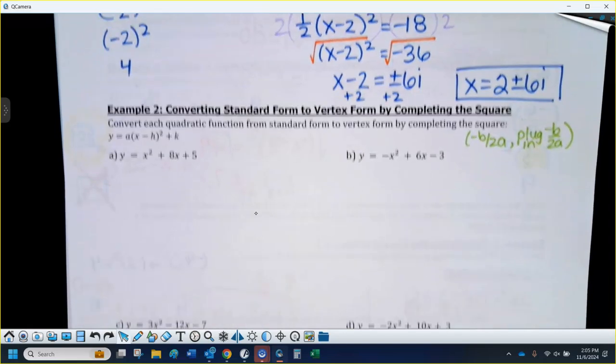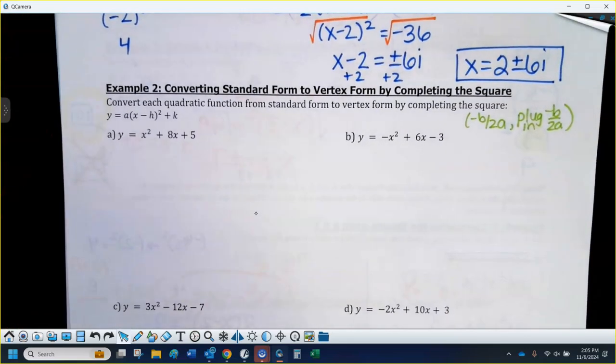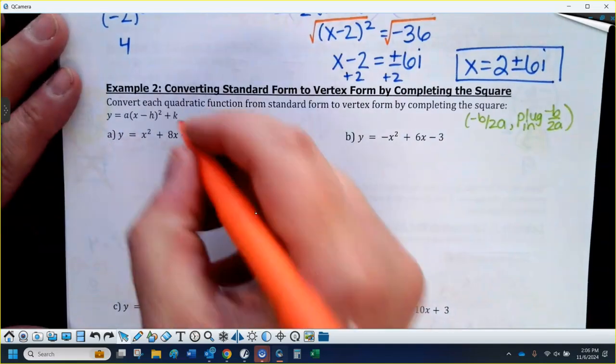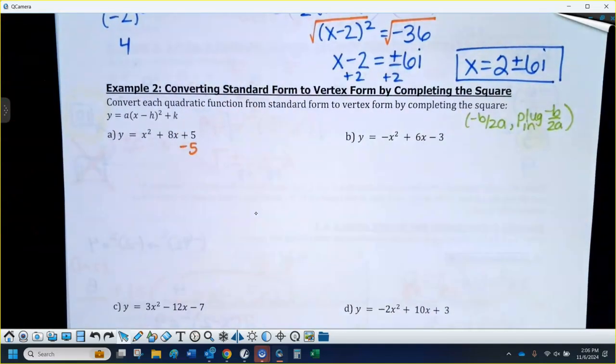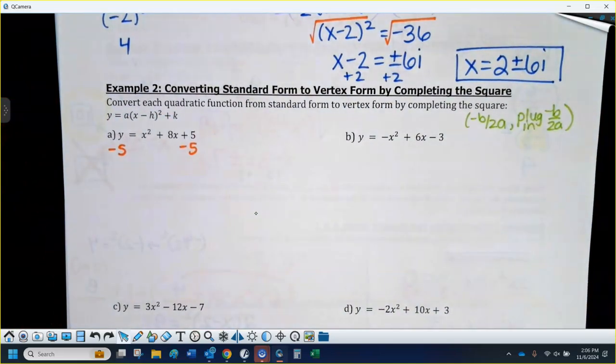So I'm going to show you guys this process with just a parabola. Very similar to what we did, the main difference: this is not set equal to 0, it's set equal to y. So what I would have you do, just like we did on the other questions, is move the plain number to the other side of the equation just for a second.